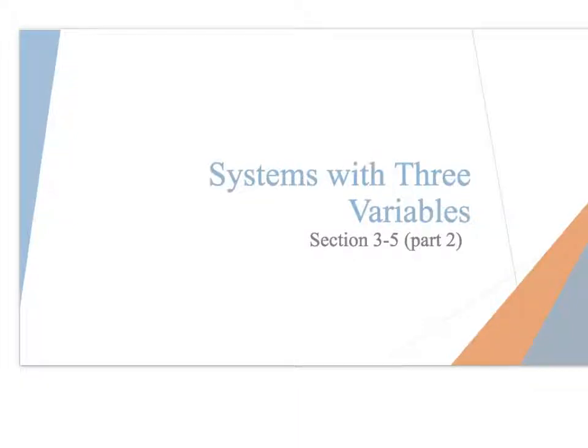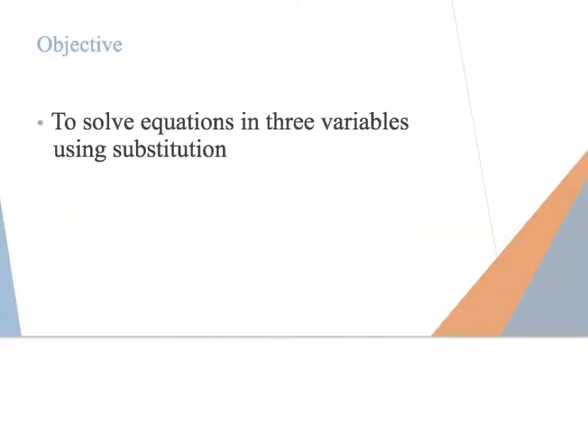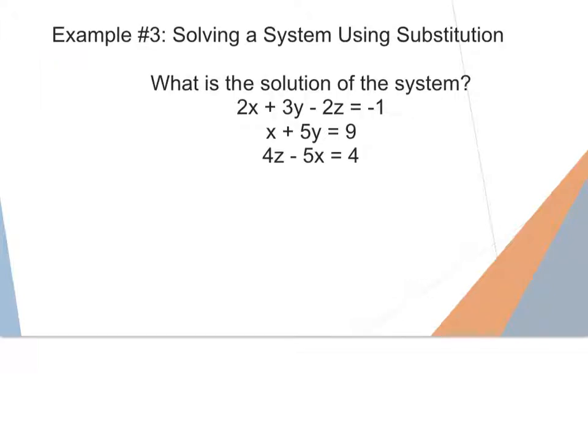Hi class, today we're going to solve systems with three variables, and this is part 2 of what we did for our last section. Again, we're solving systems with three variables. Last time we were working on elimination, so this time we'll be working with substitution. Alright, in example 3, we're asked to solve a system using substitution.